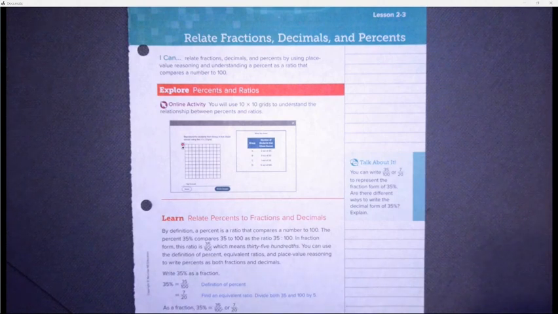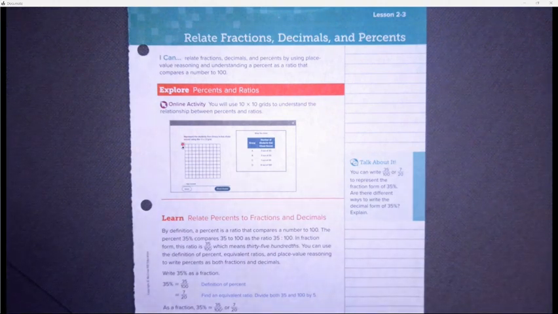Today we're going to talk about relating fractions, decimals, and percents. This is lesson 2-3 in our Tennessee Reveal Math book, and it begins on page 101. Our I can statement states that I can relate fractions, decimals, and percents by using place value reasoning and understanding a percent as a ratio that compares a number to 100.